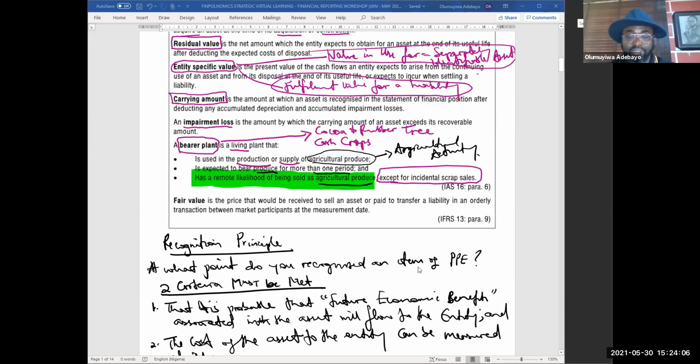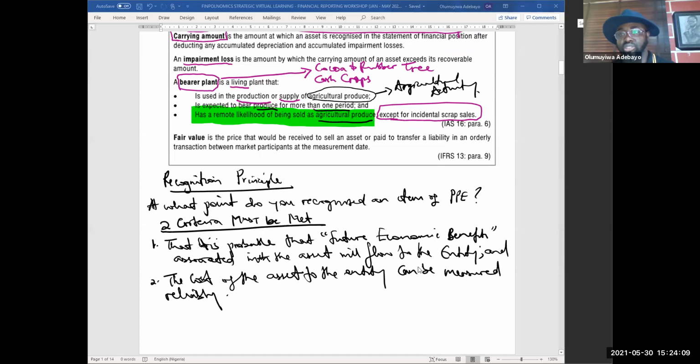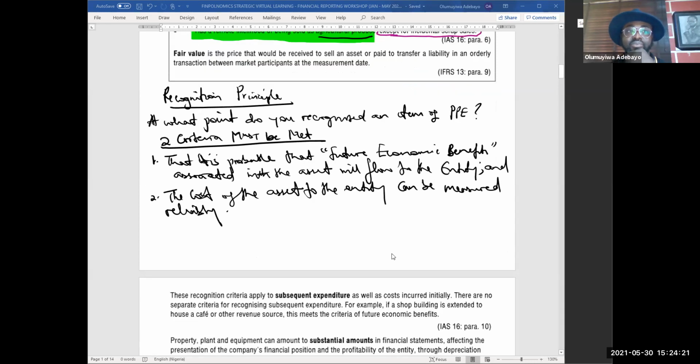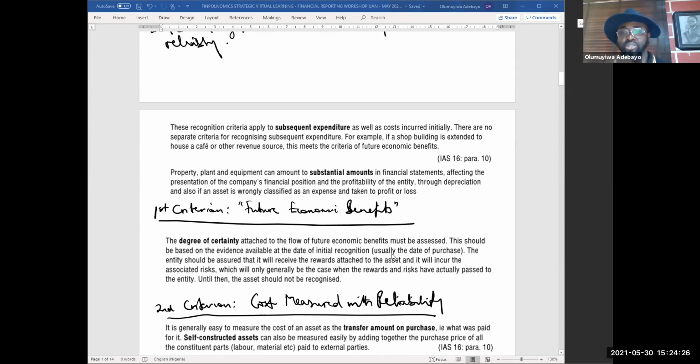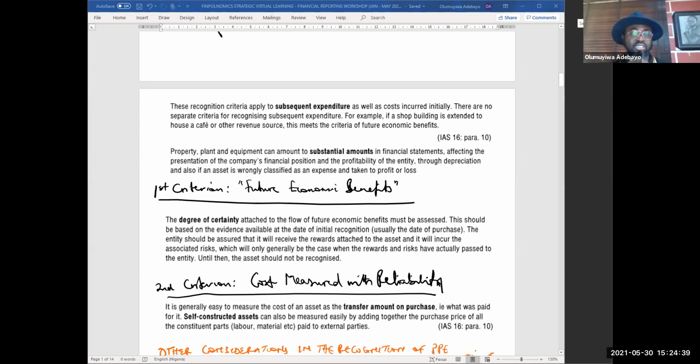Likewise, we started our extensive discussion on the recognition principle with respect to items of PPE and the two criteria that need to be met before an item of PPE is recognized. We went further to explain those criteria, starting from the first criterion, which borders on future economic benefits, and the second criterion, which borders on cost measurement on a reliable basis.